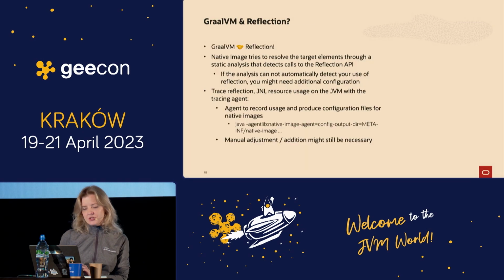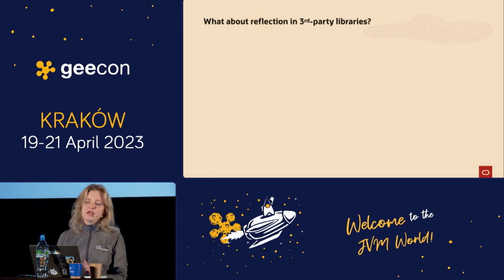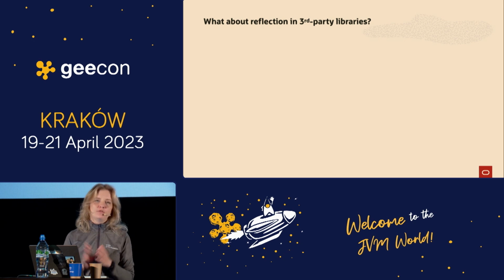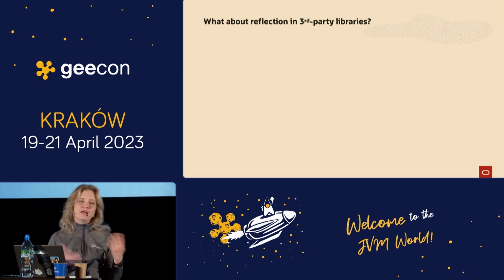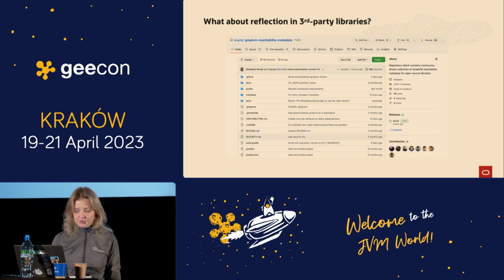OK, so that was reflection. And what about reflection in third-party libraries? One thing is your own application, where you developed it and you know exactly what it's supposed to be doing and how it's supposed to be using reflection or other dynamic Java features. But what about third-party libraries? And is there a better way to handle reflection in those?